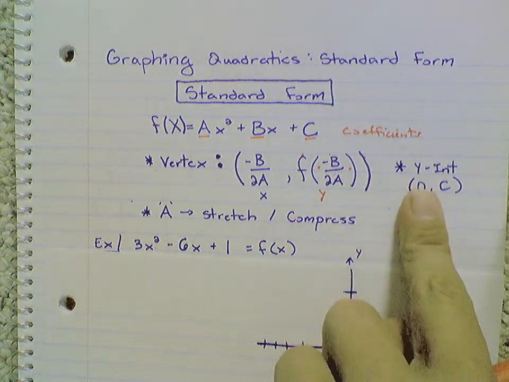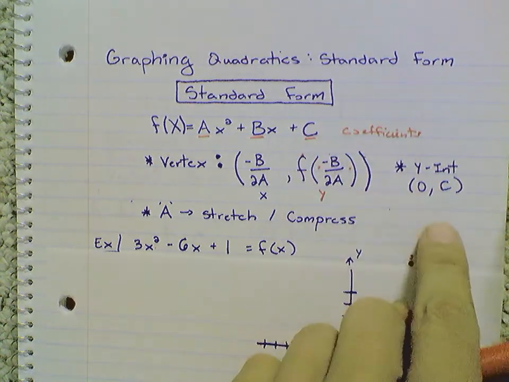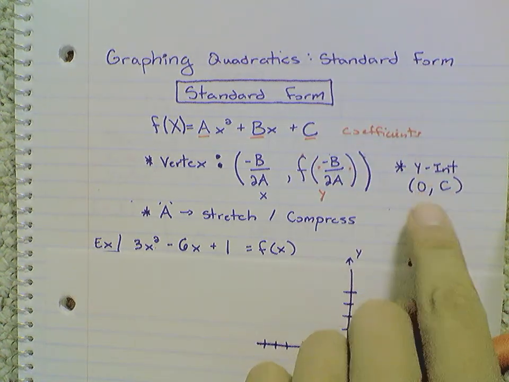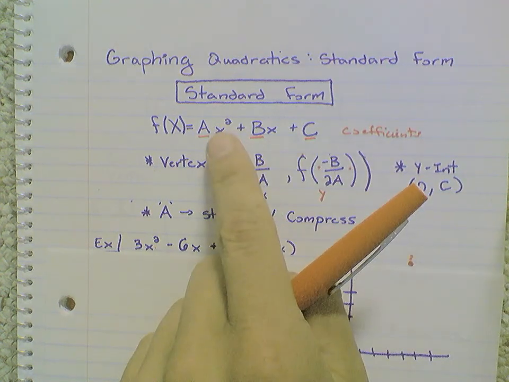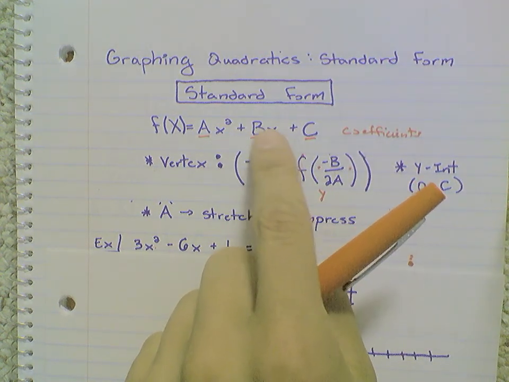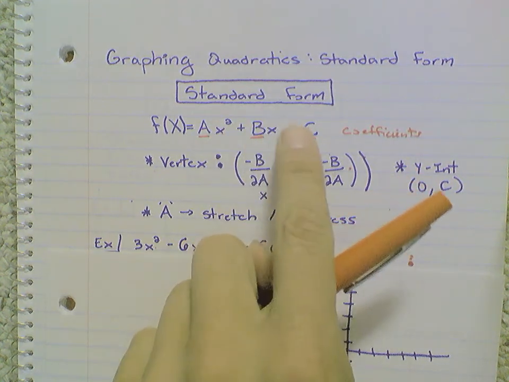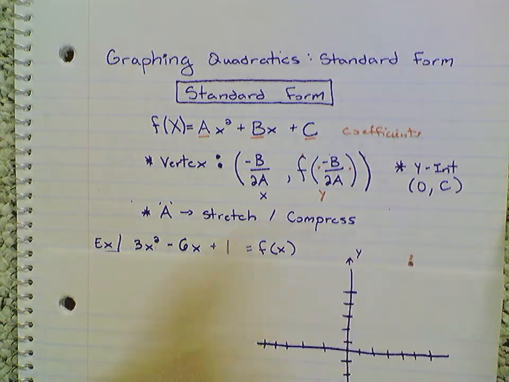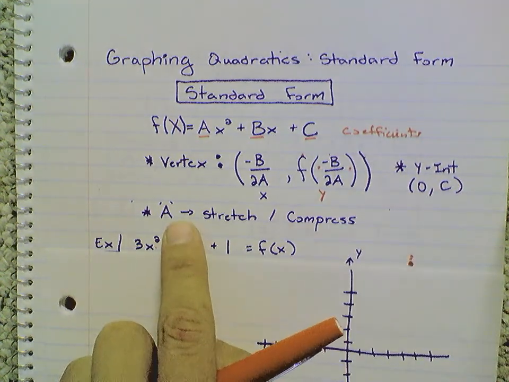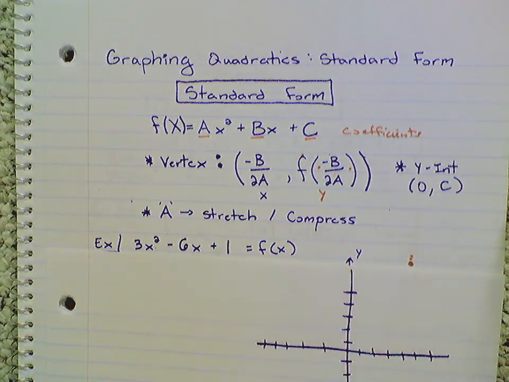One thing to note off to the side here is that this plus c will tell us where the y-intercept is, because the y-intercept occurs where x is 0. And if you notice, if I plug zeros in for the x's, both of these terms will go away. They'll both be 0, leaving me with just c. So c will be our y-intercept. And then lastly, our a will tell us what the stretch and compress is to the graph.